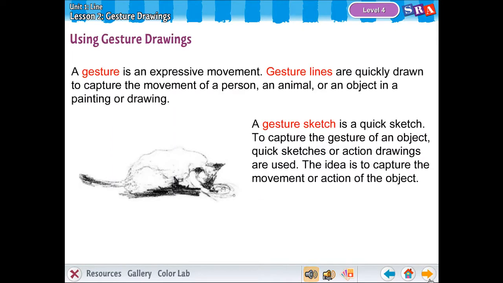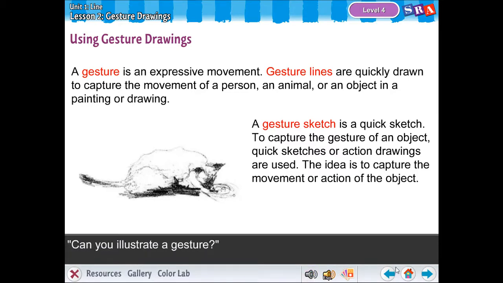Let's look at this chart real quick. Oh, it's not a chart, it's a picture. A gesture is an expressive movement. Gesture lines are quick lines that are drawn to capture a movement of a person, animal, or an object. A gesture sketch is a quick sketch to capture the gestures of an object.